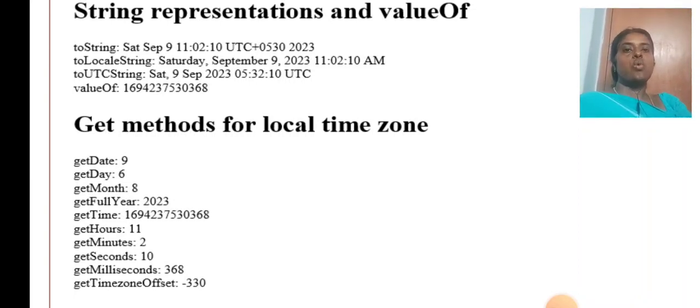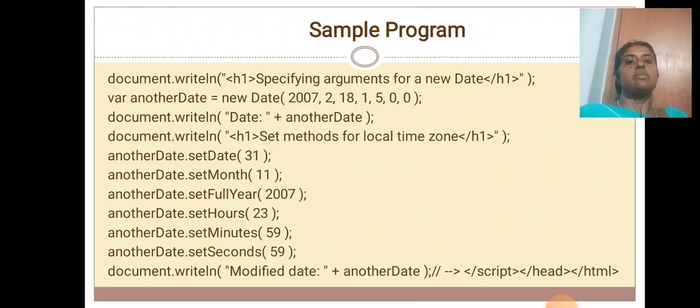getTimezoneOffset. What is the difference between my clock and the UTC clock? Each hour is made up of 60 minutes. So 11 to 5, you can see there. So there is a minus. It is morning 5:32 as per the UTC time, and my time is 11 o'clock. So I have to subtract both, UTC time minus local time. So I am getting here minus 330, that is 5 hours 30 minutes. There is a difference between the UTC time and my local time. So this is about your get methods.